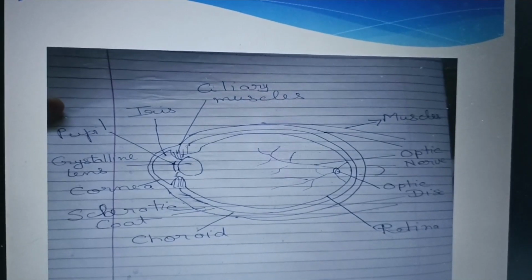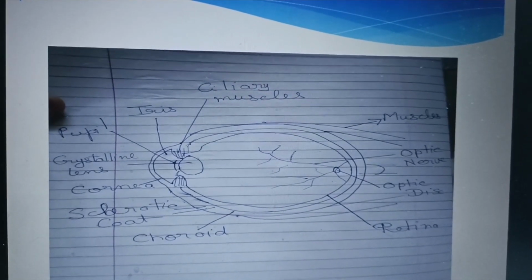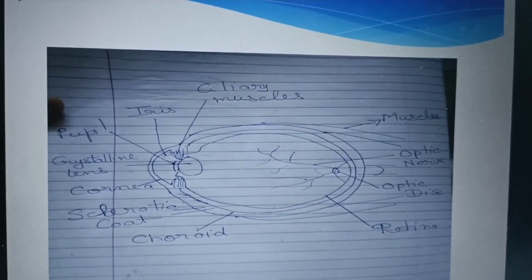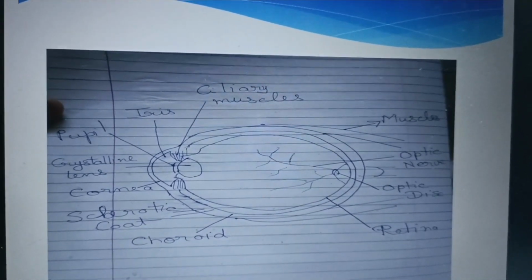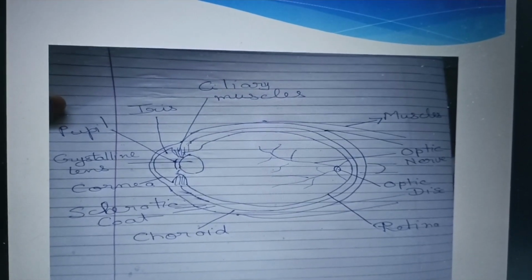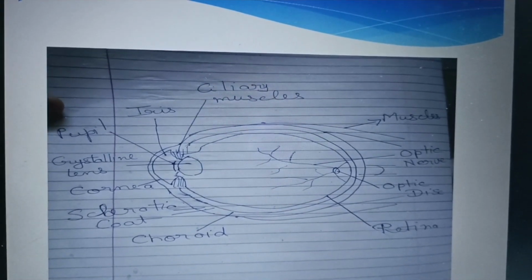The following diagram is done by me, which takes around 3-4 minutes to do. So if you want to do it quickly in your exam, I will be creating a short, so do comment down below. So now let's see the internal structure of the eye.